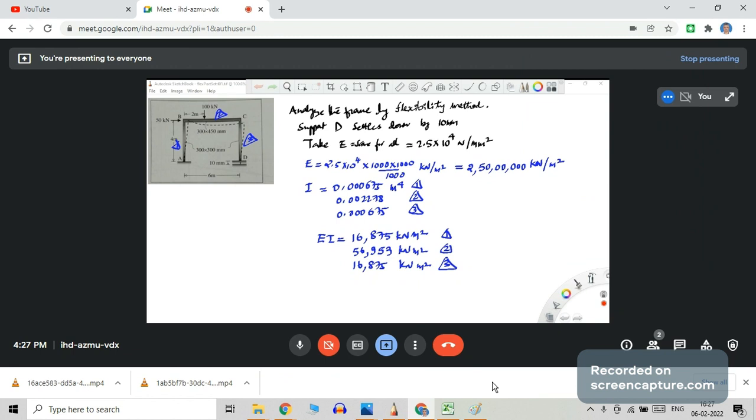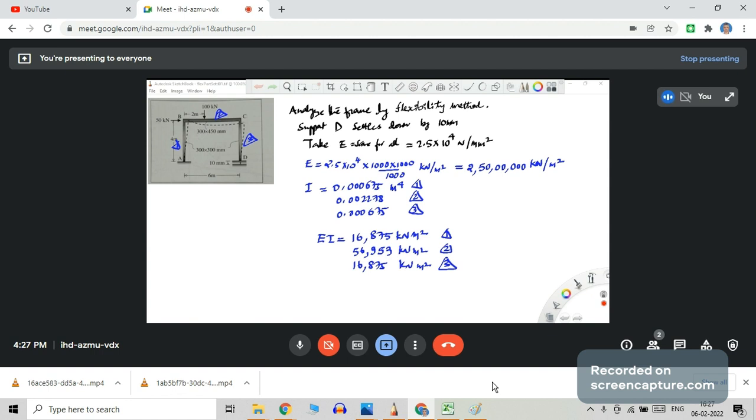Okay, so let us do this problem by the flexibility method. This problem is one with a portal frame having support settlement. A portal frame ABCD with a support D settling down by 10 mm, and also it is having nodal loading as well as span loading.